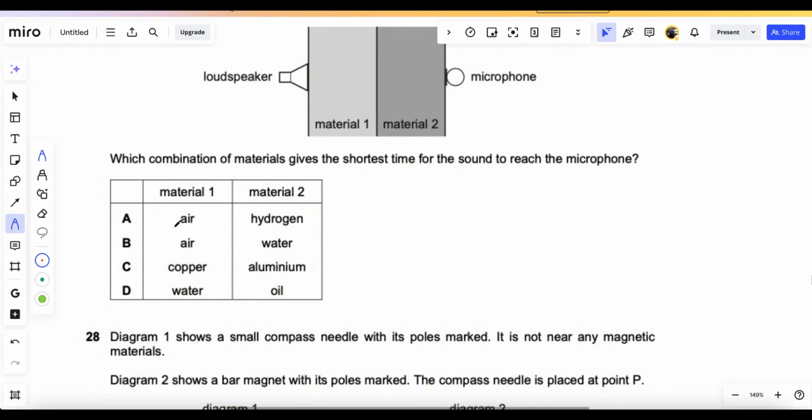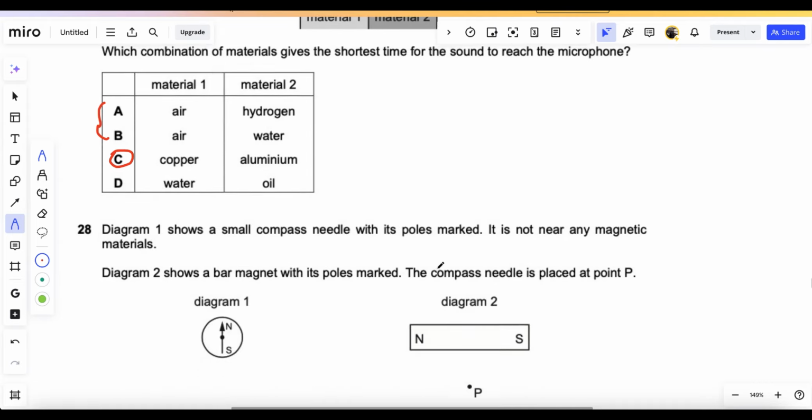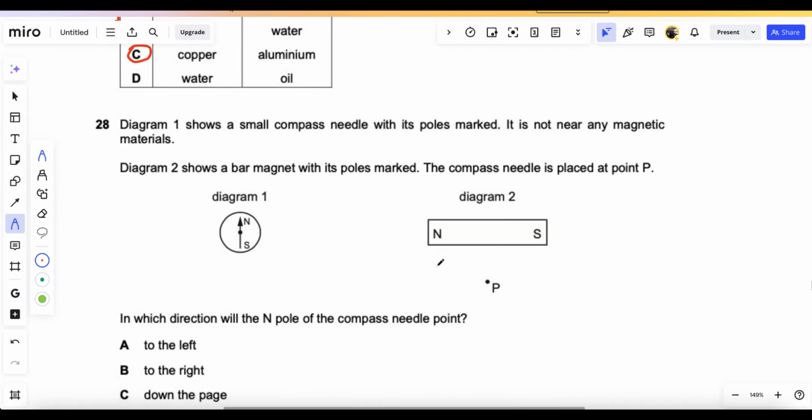Air and hydrogen, no. Sound travels fastest in solid, followed by liquid, then gas is the slowest. So this is gas. It cannot be the shortest time. So this is also not correct. So A and B are not correct. We look for C. I think C is the most correct one, because sound travels fastest in solid than in any other material. So we go to question 28.